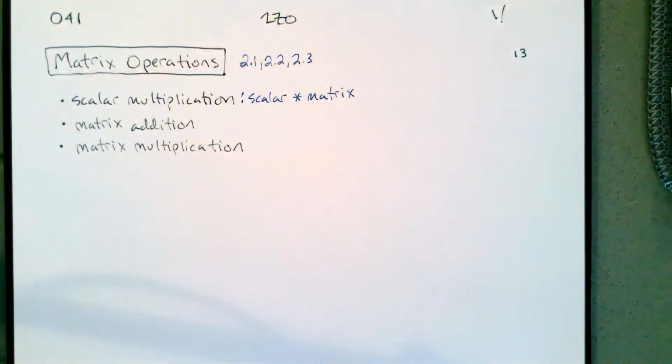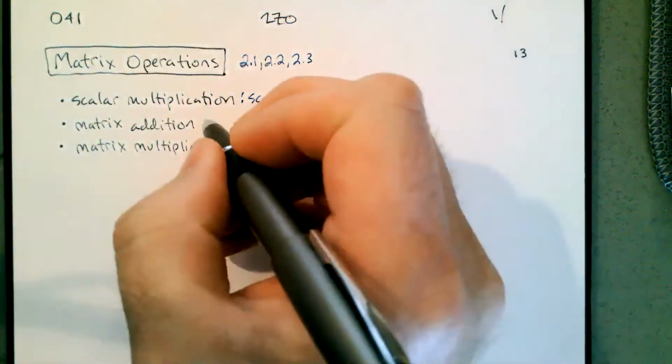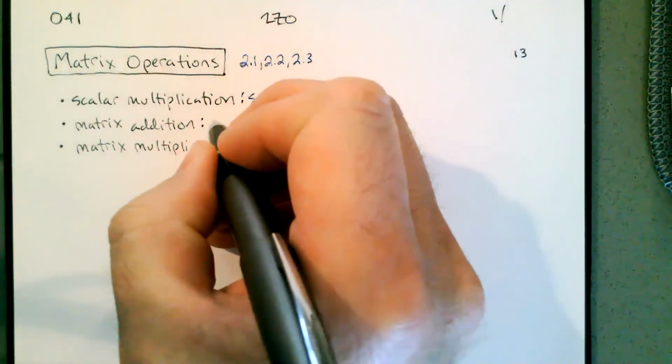This works exactly how you think it would work. You multiply every entry in the matrix by the scalar. That's scalar multiplication. Matrix addition is where we have a matrix plus another matrix.